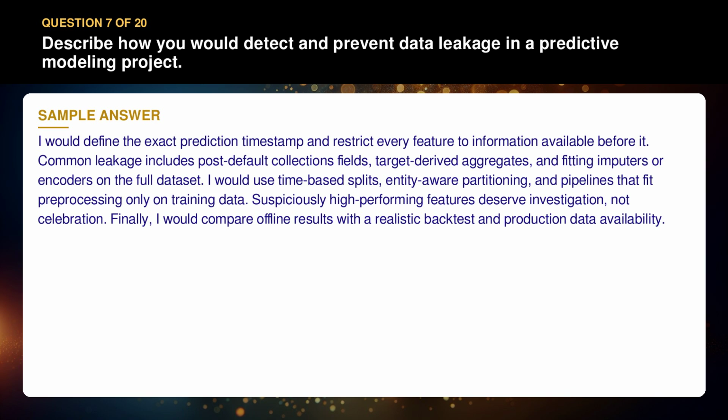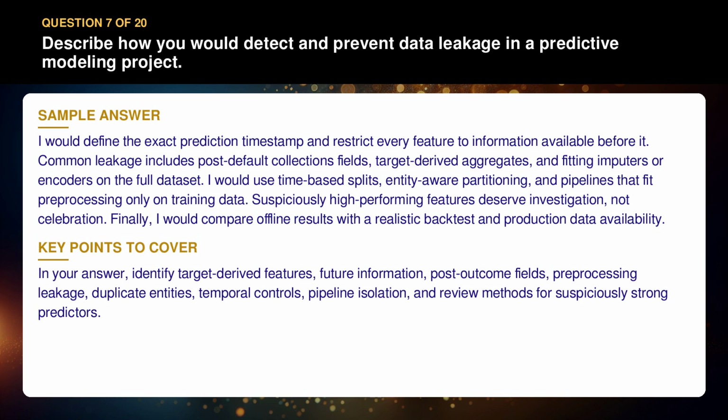I would use time-based splits, entity-aware partitioning, and pipelines that fit pre-processing only on training data. Suspiciously high-performing features deserve investigation, not celebration. Finally, I would compare offline results with a realistic backtest and production data availability. In your answer, identify target-derived features, future information, post-outcome fields, pre-processing leakage, duplicate entities, temporal controls, pipeline isolation, and review methods for suspiciously strong predictors.